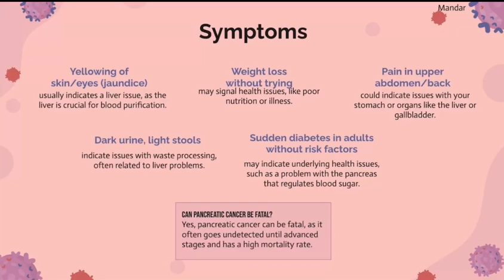And last but not least, we have diabetes being suddenly found in adults who didn't have previous risk factors. This symptom could indicate underlying health issues in patients, but it can also show problems within the pancreas, which contributes to blood sugar regulation.